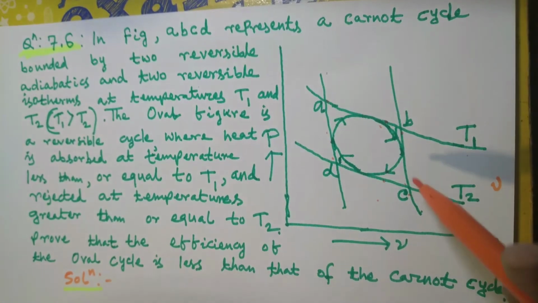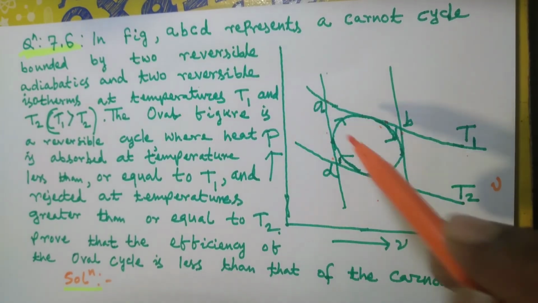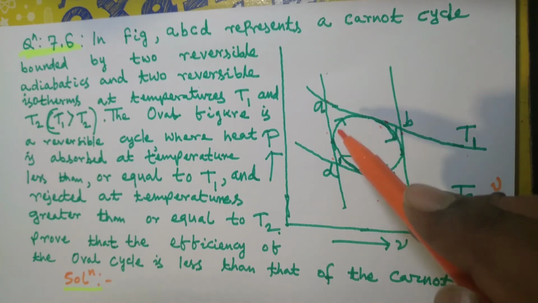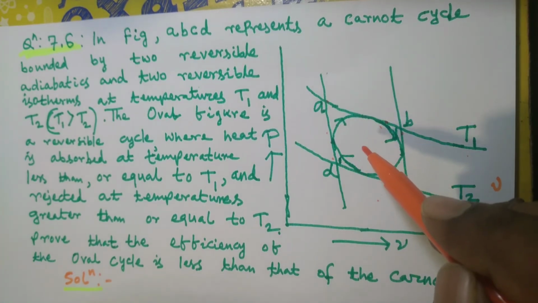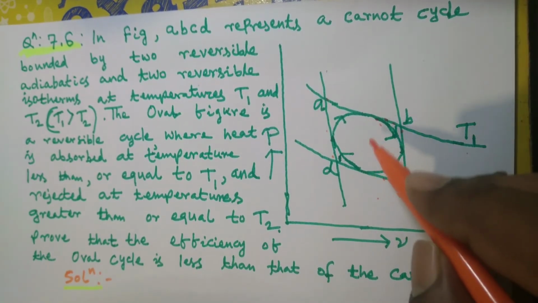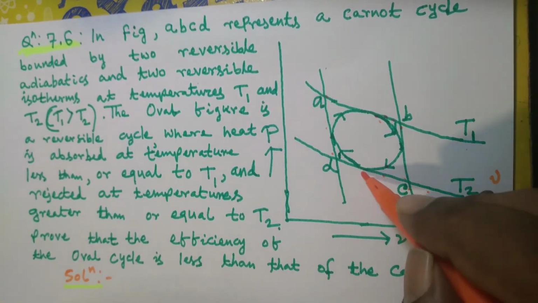T1 is again greater than T2. This oval figure is a reversible cycle where heat is absorbed at a temperature less than or equal to T1 and rejected at temperatures greater than T2.